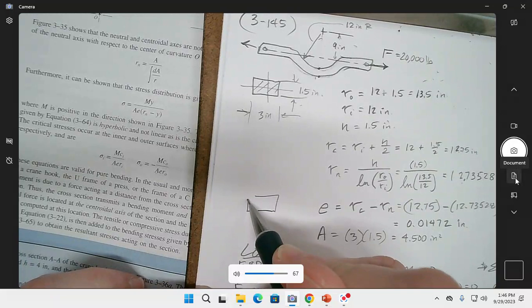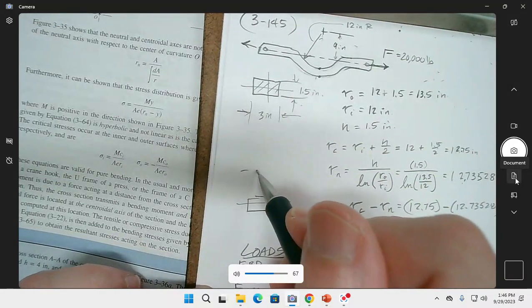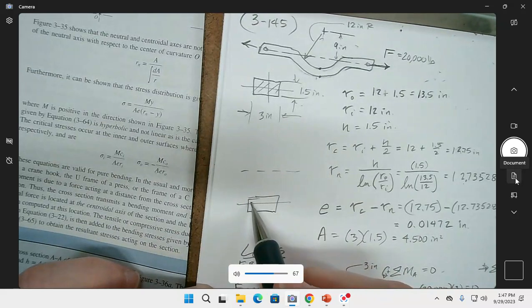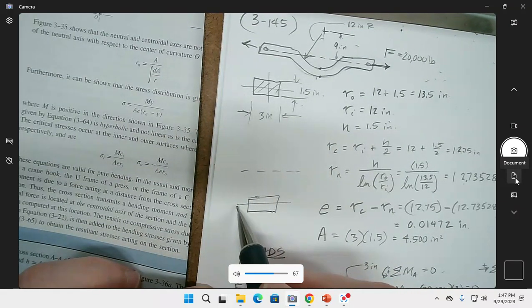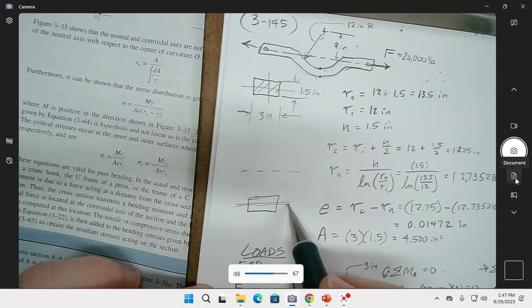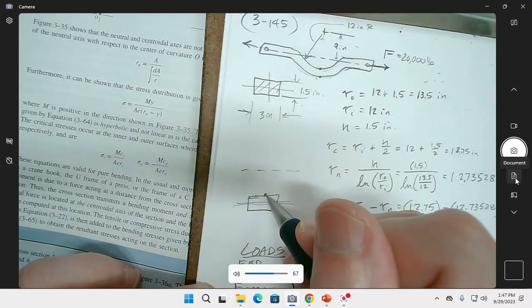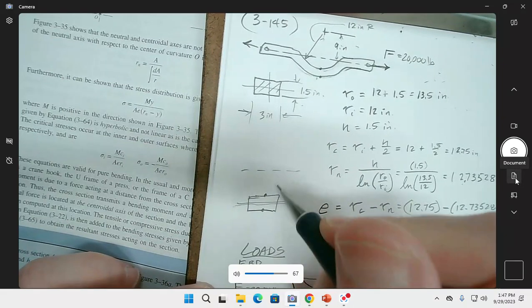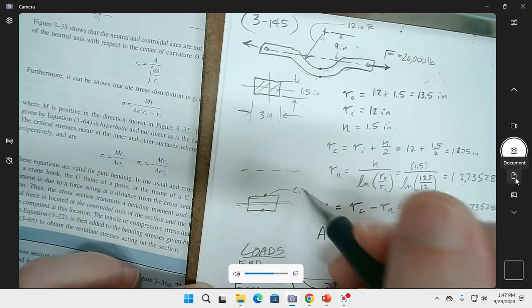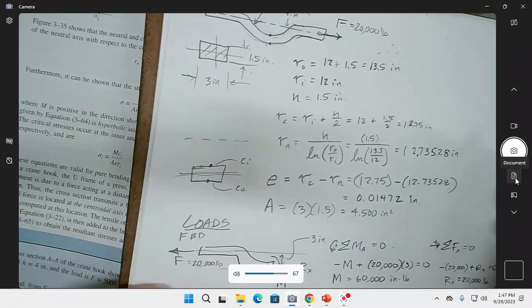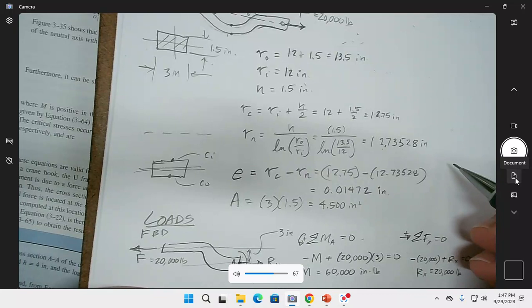Right here is our diagram. Here is our center. But I should have made a, here's our centroid. They're going to be too close to each other. I don't know if what I'm doing right here is worthwhile. But here's going to be our CI, and here's our CO.